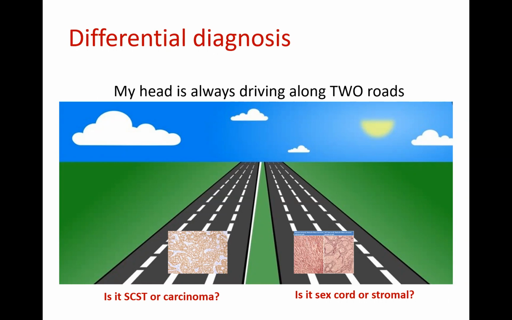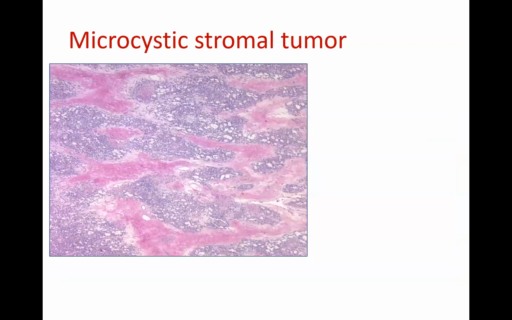I hope I'm just clarifying the issue, because when you are faced with the case, all those questions are running in your mind, and you try to organize your thoughts. What is the question you're asking, and what is the tool that you are going to use to answer the question? Here's the first example of stromal tumors, microcystic stromal tumor, young patient, solid, it looks grossly like a fibroma, but you can see a lot of holes in the tissue.